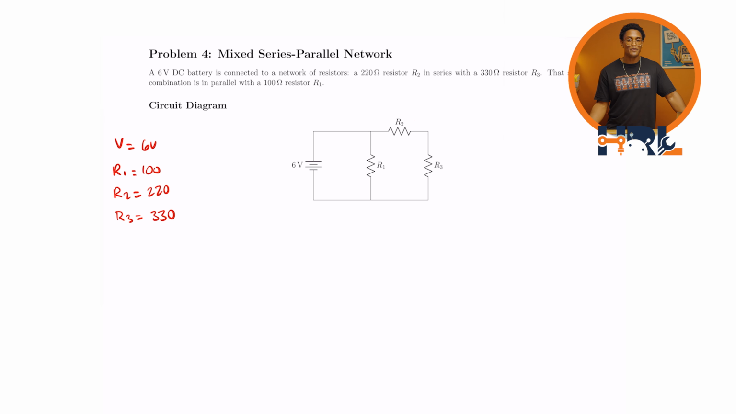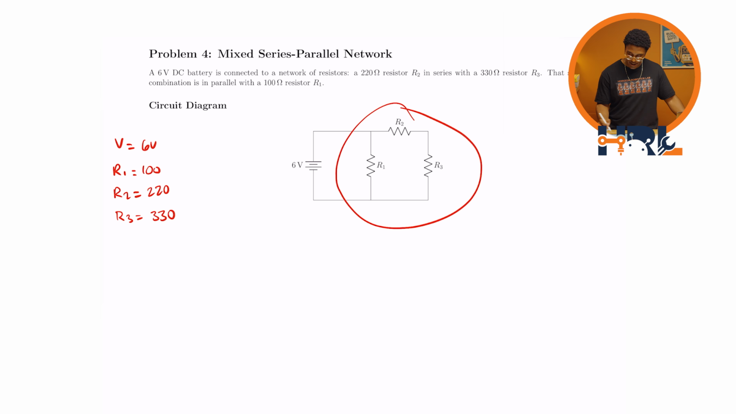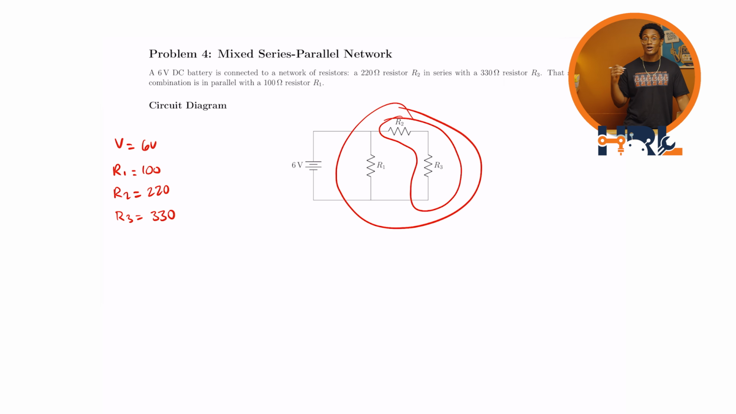Whenever I have a mixed series parallel combination circuit, what I always like to do is start with the parallel connection, but only when the paths are simplified. What I mean by simplified is there's only one resistor in each path. In this scenario, we have a series connection in one of the paths, so it's not completely simplified. So what we need to do first is get the equivalent resistance of that series circuit in that path, and then we can move on with simplifying the parallel connection.